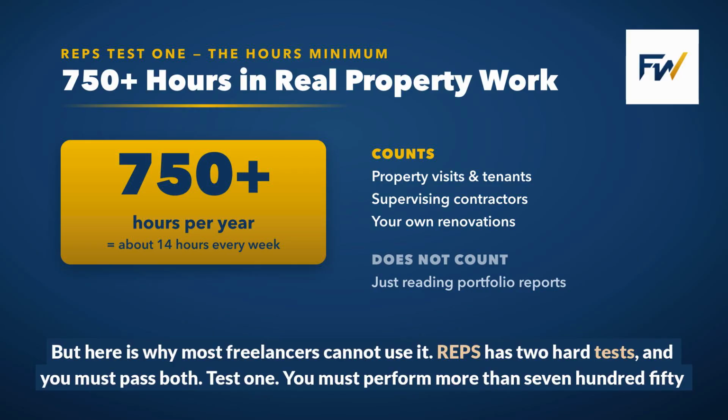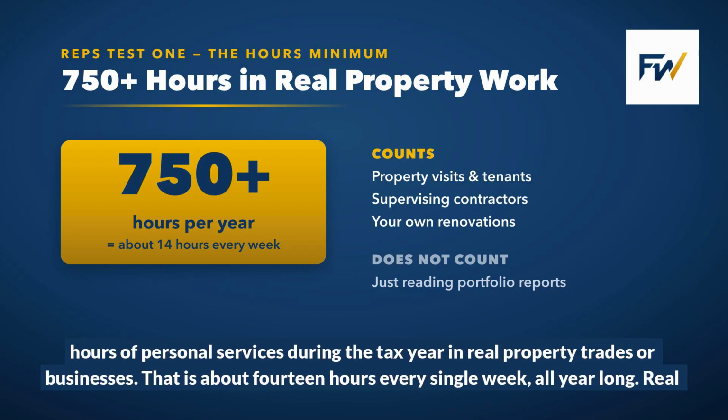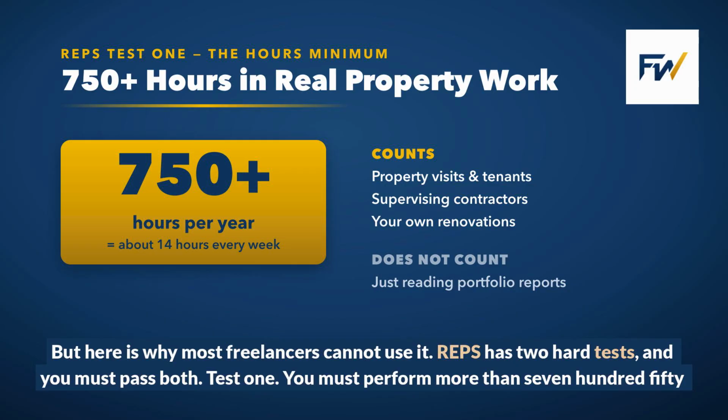But here is why most freelancers cannot use it. REPS has two hard tests, and you must pass both. Test 1. You must perform more than 750 hours of personal services during the tax year in real property trades or businesses. That is about 14 hours every single week, all year long. Real property work counts. Property visits, handling tenants, supervising contractors, doing your own renovations. Just reading reports about your portfolio does not count. That is investor activity, not real property work.